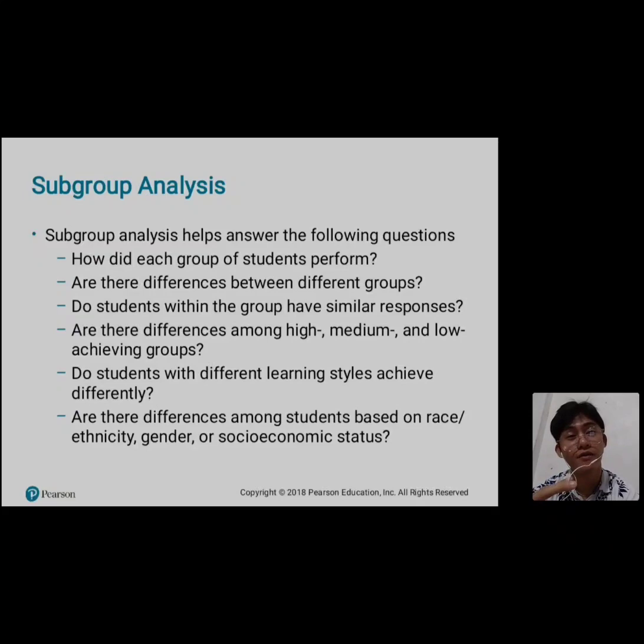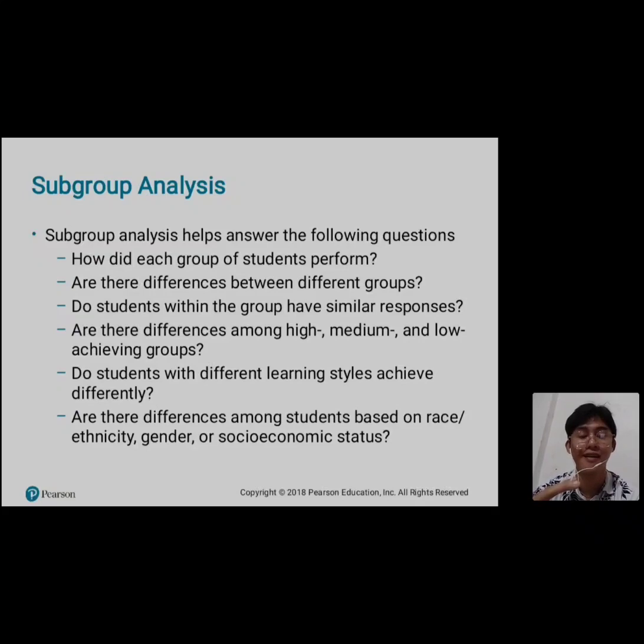And to begin with the first question, how did each group of students perform? In this way, the teacher can see how each member of the group participates with each other, how they come up with ideas that make their group excel in a particular activity in a class. And secondly, are there differences between different groups?